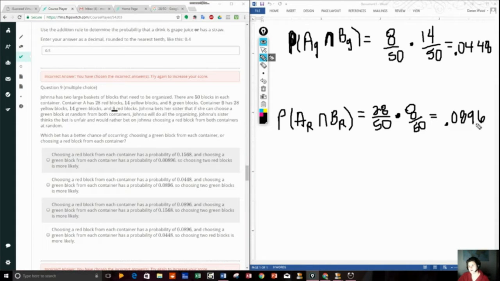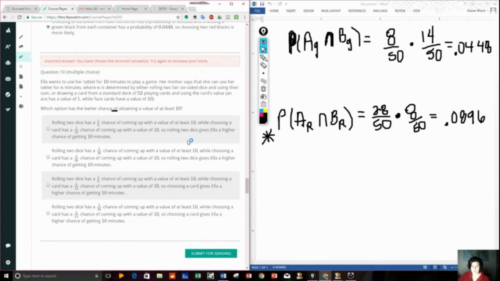Well, is 0.0896 greater than 0.0448? Yes. So since that's the case, that means choosing a red block is more likely to happen. Choosing a red block from each container has a probability of 0.0896, and choosing a green block from each container has a probability of 0.0448. So choosing 2 red blocks is more likely. Yes, that is correct.